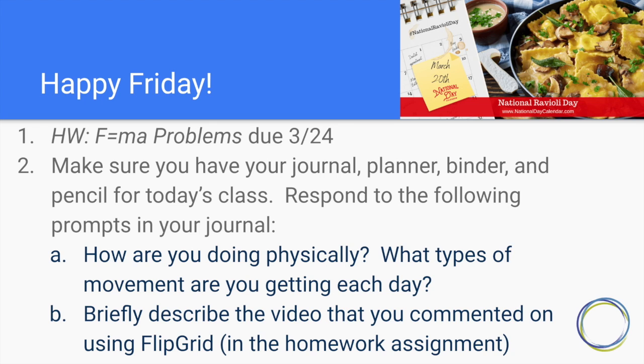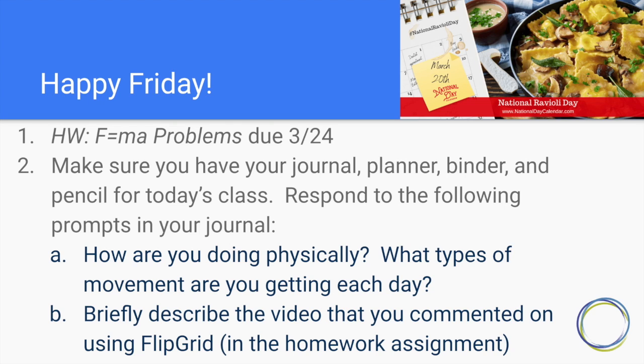So, before we get started, make sure you have your journal, your planner, your binder, and a pencil for today's class. In your planner, write down the homework that's due on March 24th, which is Tuesday. Homework is F equals MA problems.